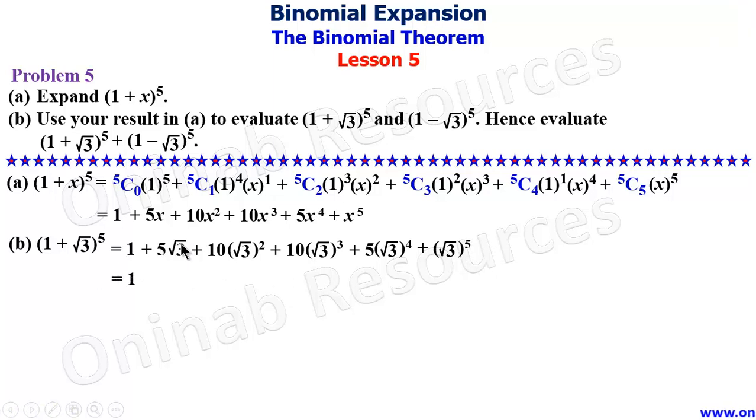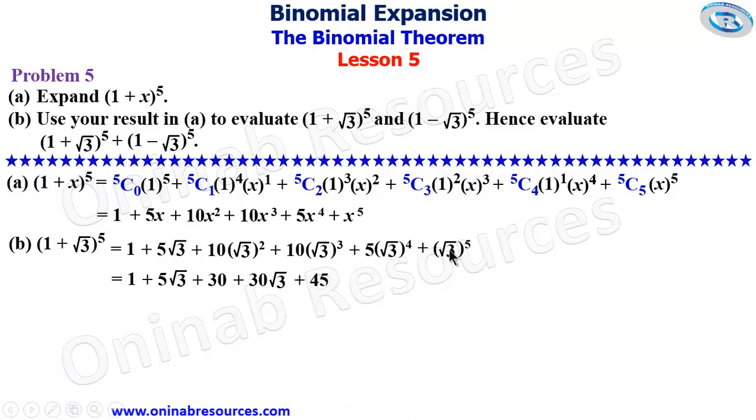This is 1 plus 5 root 3. Root 3 squared is 3 times 10 gives 30. Root 3 raised to the power 3 gives 3 root 3 times 10 gives 30 root 3. Root 3 all to the power of 4 is root 81, and root 81 is 9. 9 times 5 gives 45. This is going to give us 81 times 3, which will give us 9 root 3.